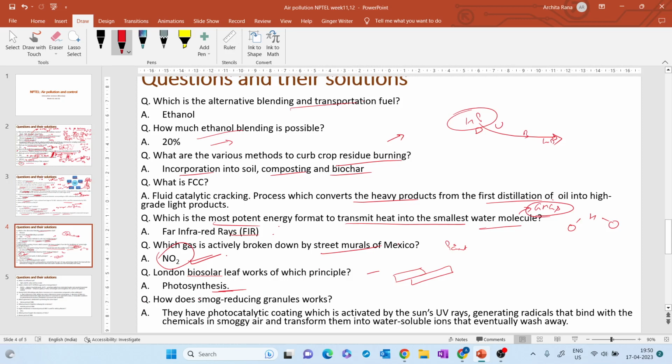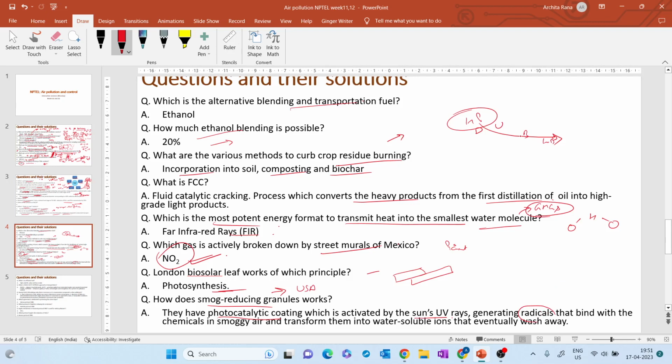Last is this smoke reducing granules. This is used effectively in the USA, and they have something called a photocatalytic coating. Okay, so if you have a coating which can be activated by or react with the UV rays, then these granules, once they come in contact with UV, generate these radicals.